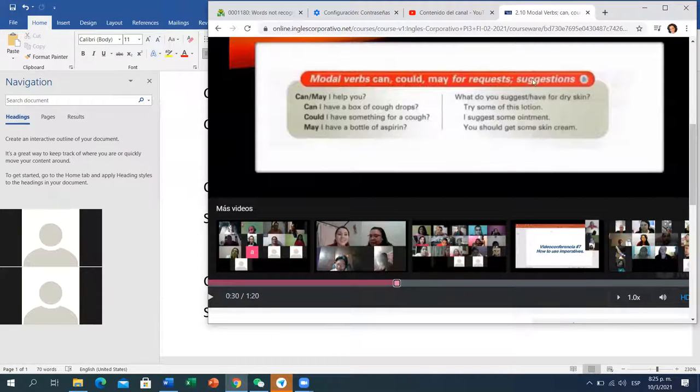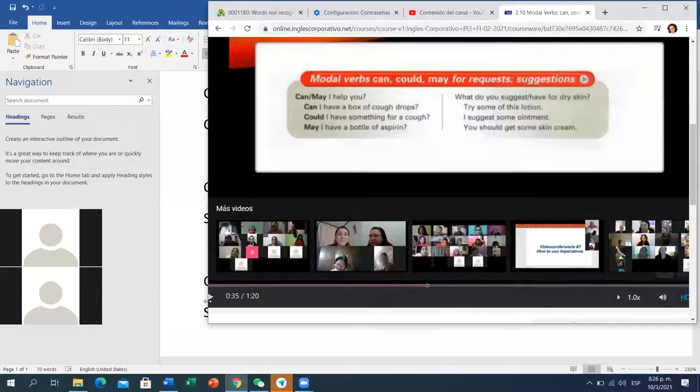Okay. Meanwhile, de momento, algo en el vocabulario aquí que no sepan qué es. Remember, cough drops es como un jarabe. Cough es tos. Aspirin, aspirina. Bottle, botella. Dry skin, piel seca. Lotion is just something like ungüento. Skin cream, crema para piel. There you go.